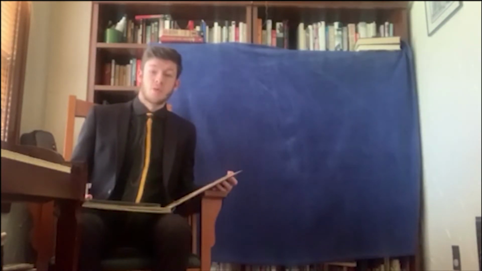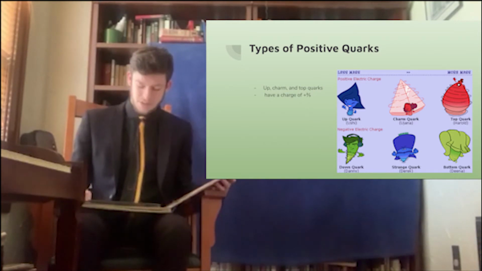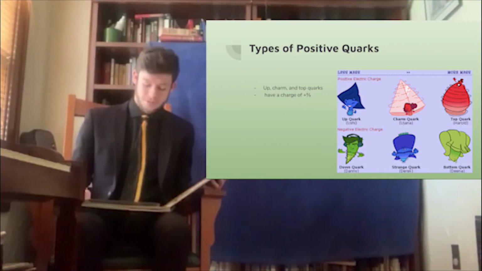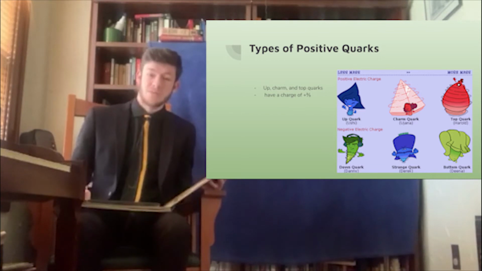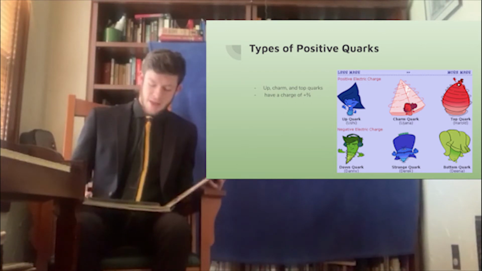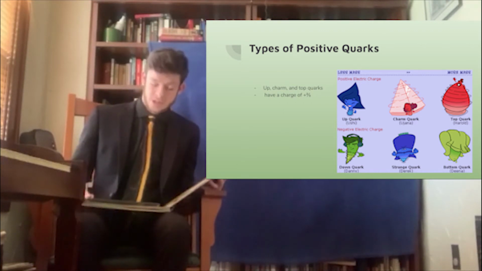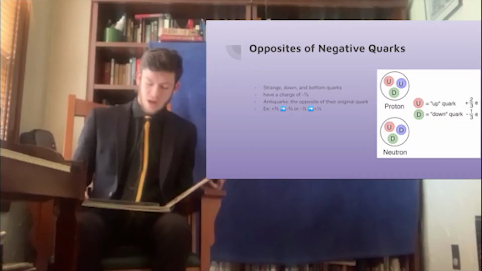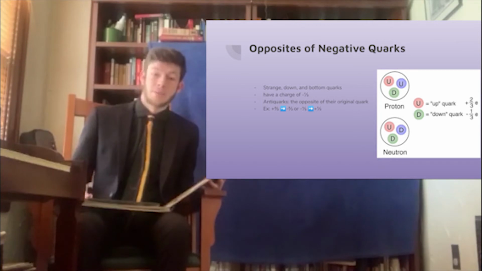The types of positive quarks, up, charm, and the top quark, all have a charge of positive 2/3. They are called flavors when they have different names. And the negative quarks are strange, down, and bottom quarks. These all have a charge of negative 1/3.